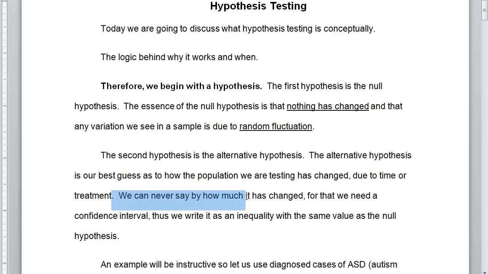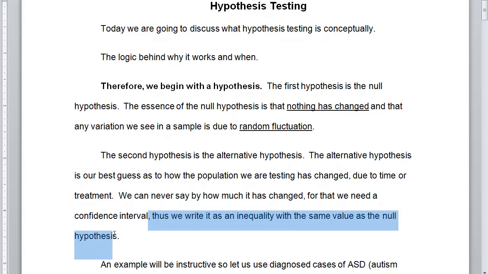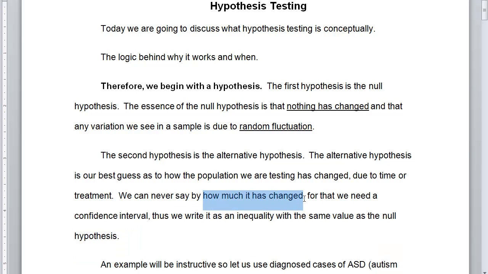We can never say by how much it has changed with a hypothesis test. For that, we actually need a confidence interval, and that's probably what I'll talk about in the next video or two. And so we write it as an inequality. It's gone up, it's gone down: greater than, less than, not equal to, with the same value as the null hypothesis. Remember, I can't say how much it's changed. So all I can say is that it's greater than, less than, or not equal to that same value that I stated in the null hypothesis.